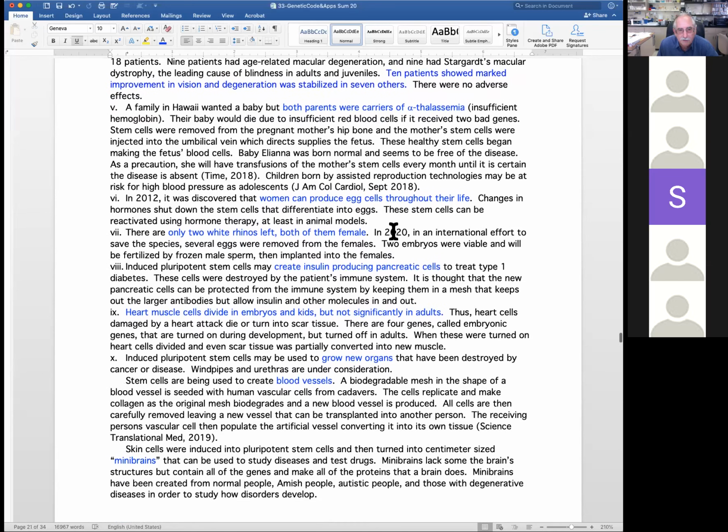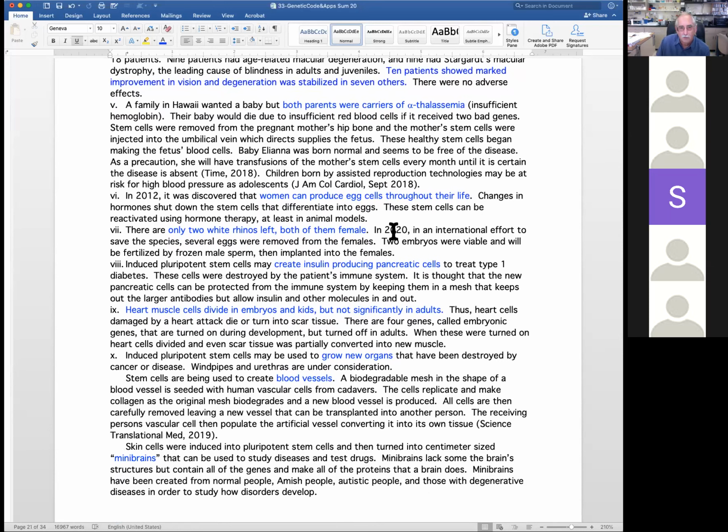And here's something interesting too. This happened in Hawaii. This couple wanted a baby, but both parents were carriers of thalassemia. What that means is that there is a good chance that their offspring would have this disease. This is the disease where they can't make enough red blood cells. Neither one of them had the disease, but they were carriers. They had one copy each. So if a baby were to receive 2 bad copies, then they would be suffering from the disease.